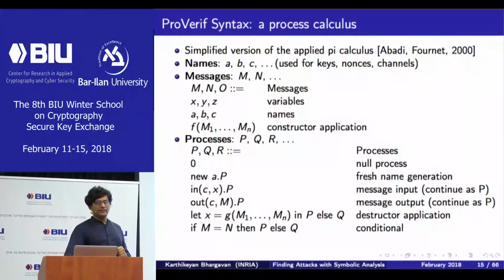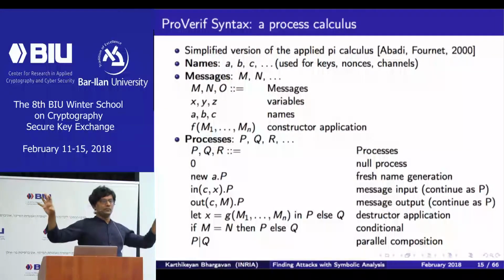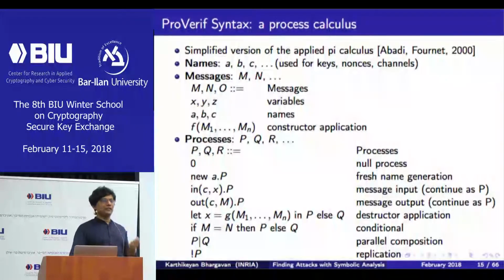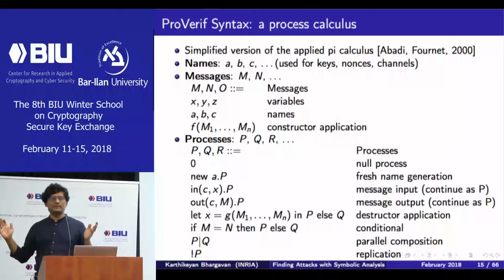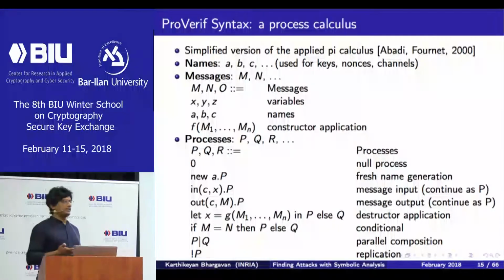Similarly, you can compare things, if-then-else. You can put things in parallel, and this is one thing we'll use very much, which is multiple processes in parallel. And you can replicate processes. So you can say, I want to have n copies of the process P. And this is how you do multi-session kind of property.